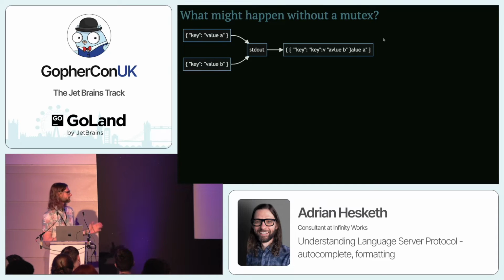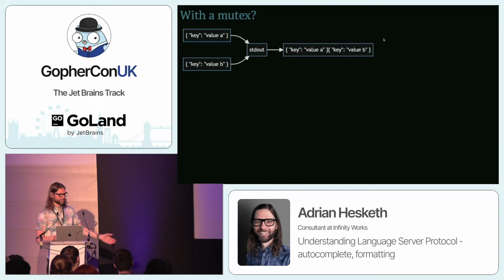If we didn't have a mutex, we might have this sort of scenario where like two things are operating in parallel in Go routines and they both try and write to standard out at the same time. You might end up with this kind of scenario. So there's no guarantee in an IO writer that two things won't try and write at the same time. But with a mutex, you can make sure that the messages are ordered correctly so that you only get a complete message through.